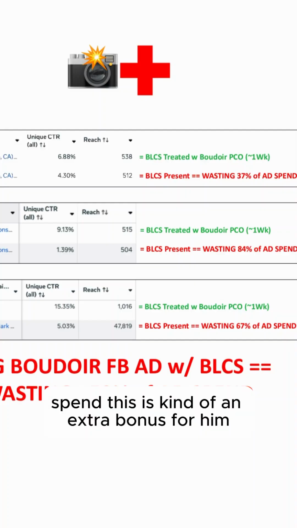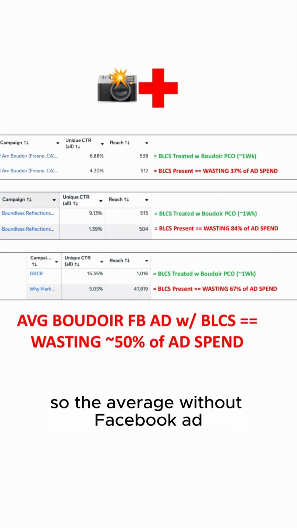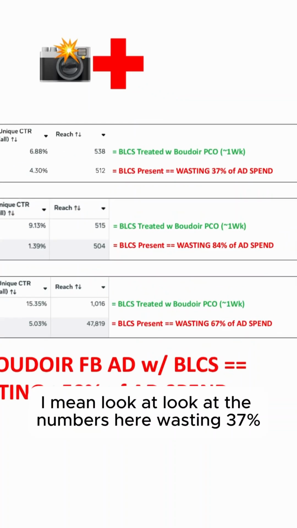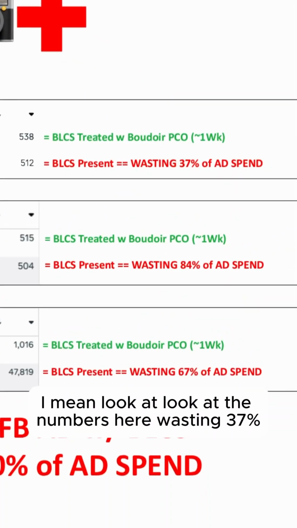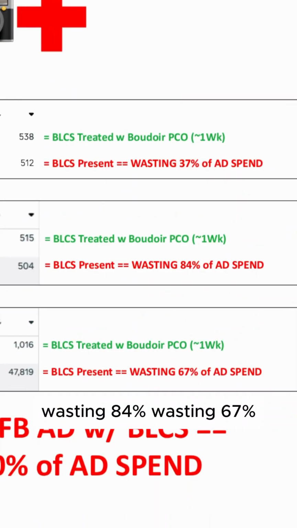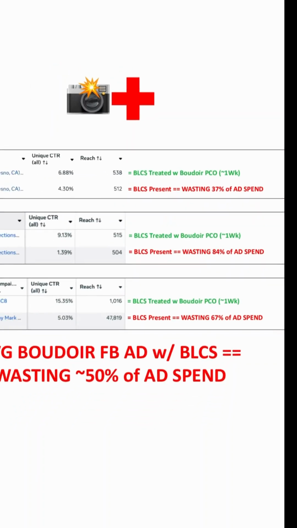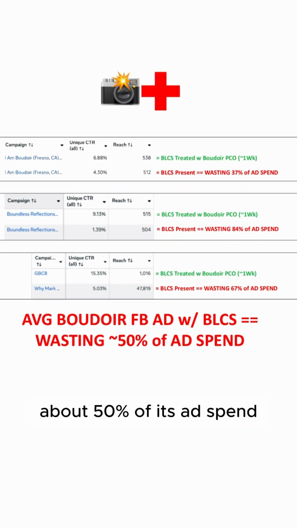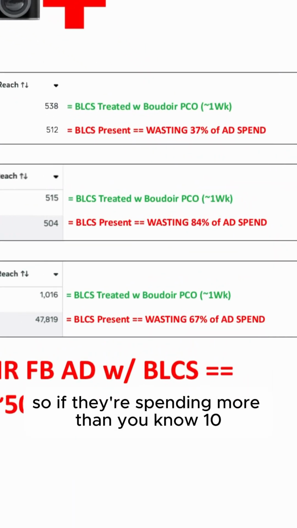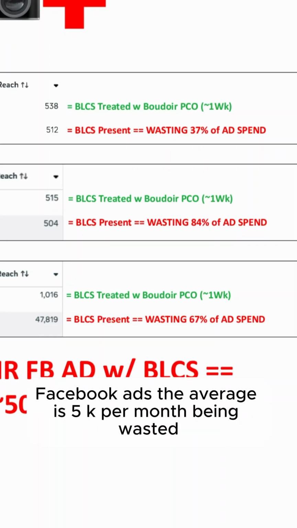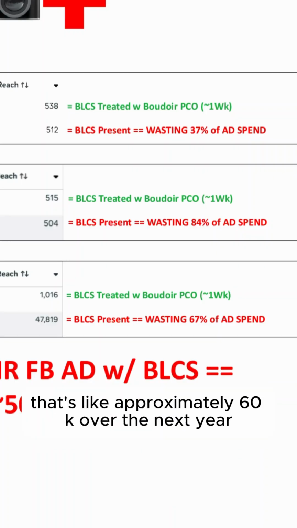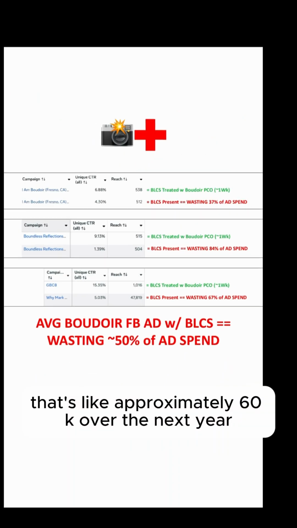Spend. So it's kind of an extra bonus for him. So the average Facebook ad with BLCS is wasting about 50% of its ad spend. I mean, look at the numbers here: wasting 37%, wasting 84%, wasting 67%. So if they're spending 10 grand a month on Boudoir Facebook ads, the average is 5K per month being wasted. Approximately, we can put that back in their pockets. That's like approximately 60K over the next year.